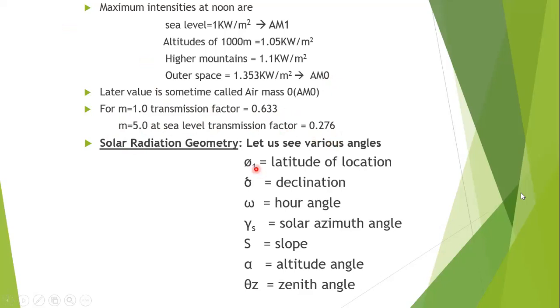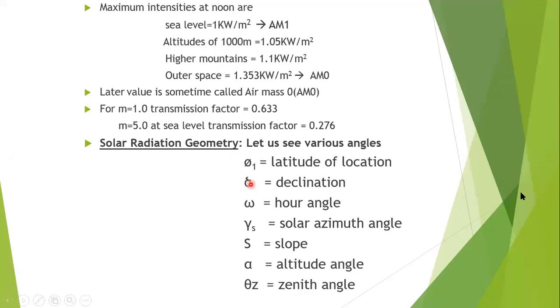Next we will go to the main topic, which has this basic information: solar radiation geometry. So let us see here the various angles which describe the solar radiation geometry.